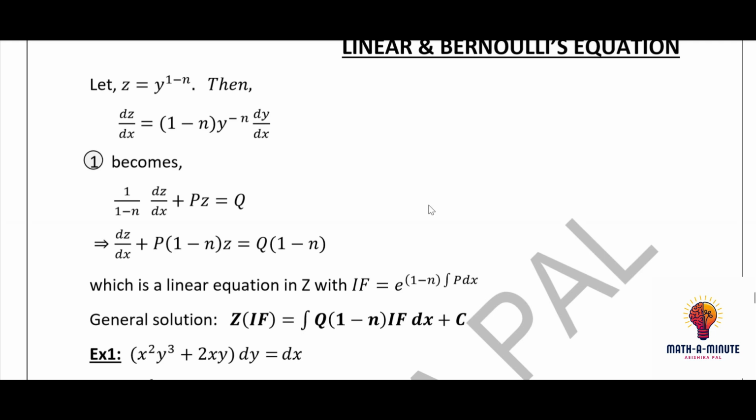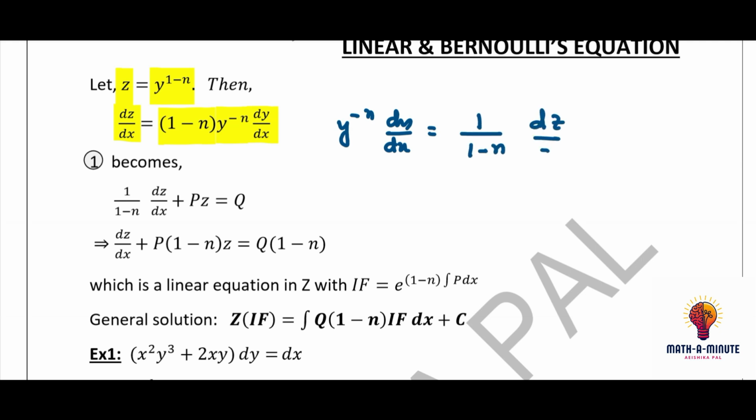Now, in this equation, if we consider y^(1-n) = z, and differentiate this equation with respect to x, it will be dz/dx = (1-n) y^(-n) dy/dx. So we can write that y^(-n) dy/dx = 1/(1-n) dz/dx.